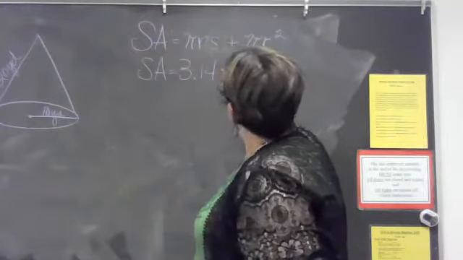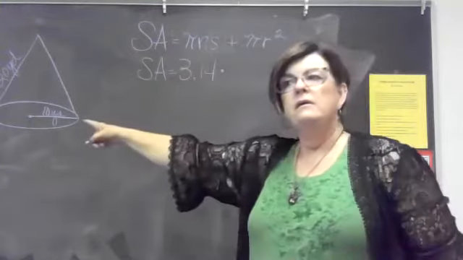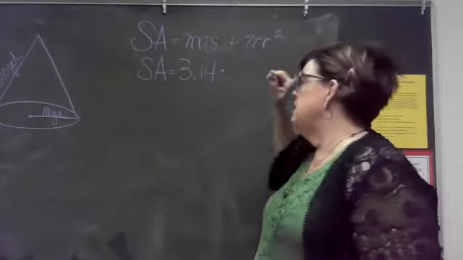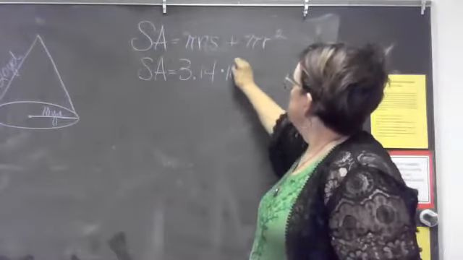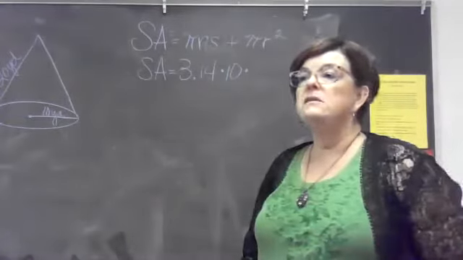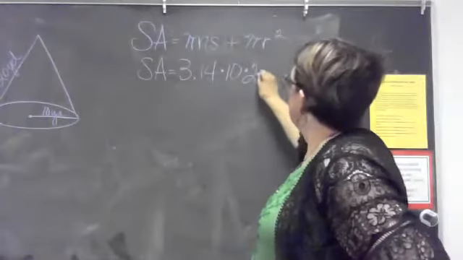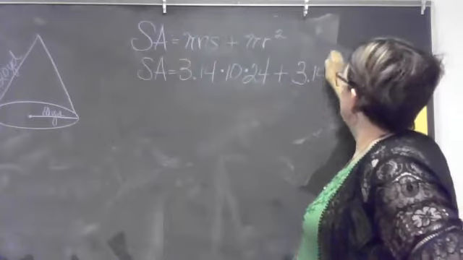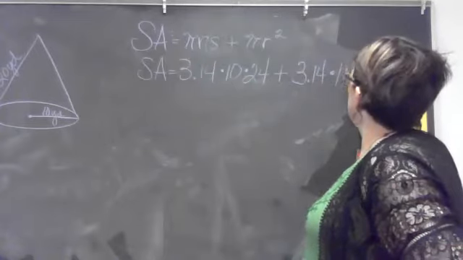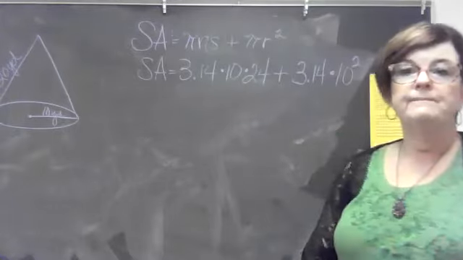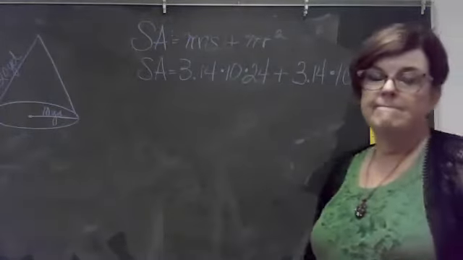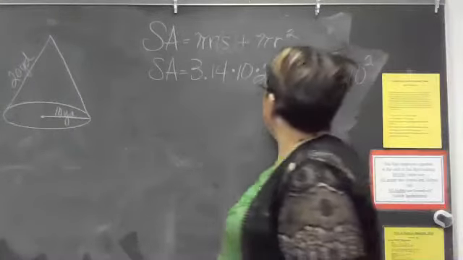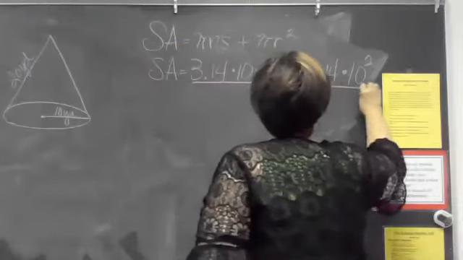Times, now the radius. When they want the radius, double check and make sure you're using the number for the radius and not the diameter. The radius is from the center to the outside, so that is the radius. So times 10 times the slant height, which is 24, plus 3.14 times the radius squared. Okay? And then all we have to do is the multiplication. We're going to multiply here, and we're going to multiply here.